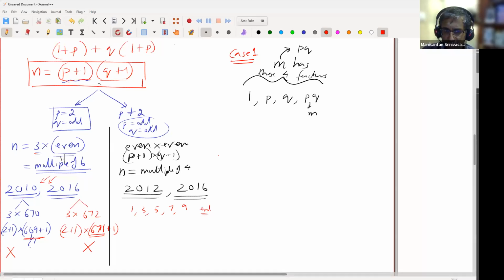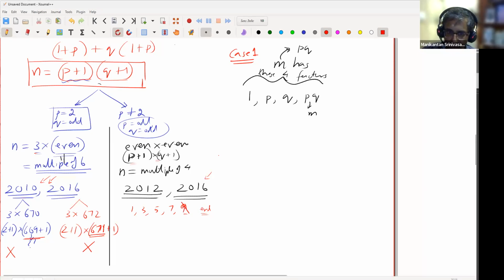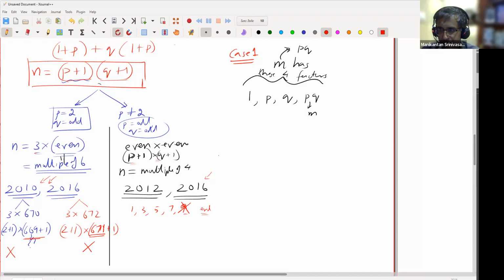If the ending digit of either P or Q is 9, then you have 9 plus 1, which is 10, so the number will end in 0. Neither of these 2 numbers is ending in 0. So when we are looking for prime numbers, we don't have to look for primes ending in 9 at all. Because if either P or Q is ending in 9, then plus 1 would become 0, and therefore the product will be ending in 0. And the 2 numbers that we have narrowed down are not ending in 0.